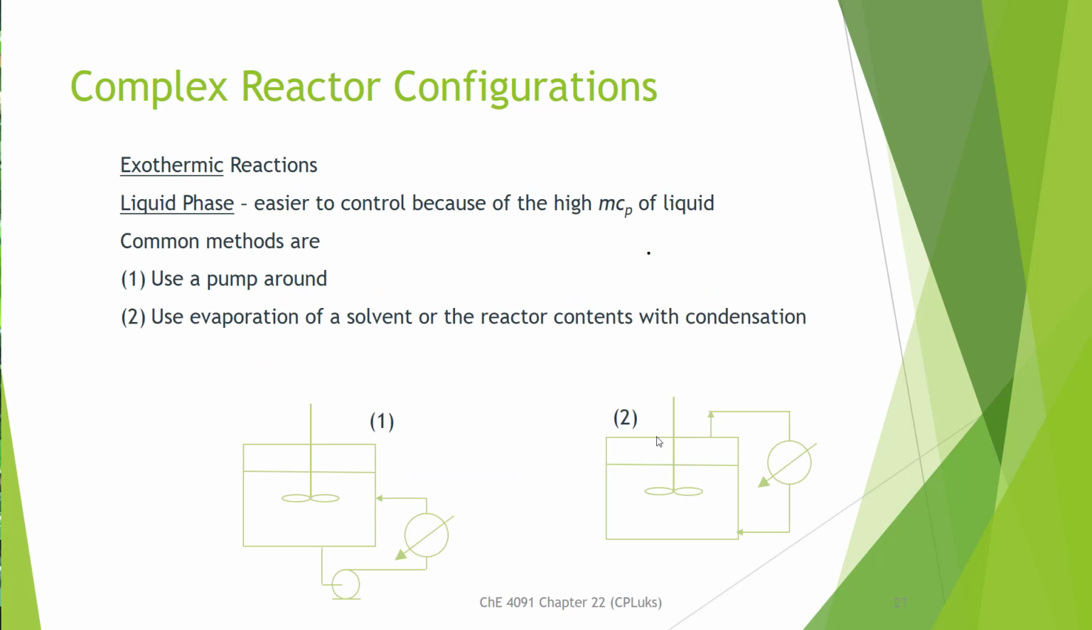Another complex reactor configuration that we need to be aware of is going to be exothermic reactions. For liquid phase exothermic reactions, it's going to be easier to control a CSTR because of the high energy content of the liquid. And so a lot of times we'll use a pump around just simply to control temperature, passing it through a heat exchanger, or we can do this in various ways, but this is going to be pretty common.